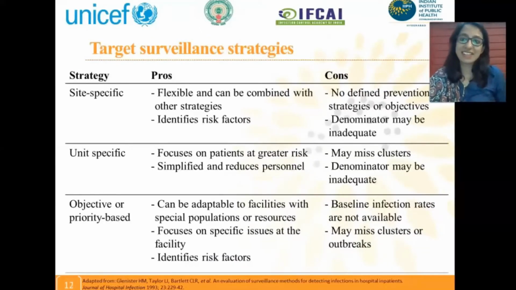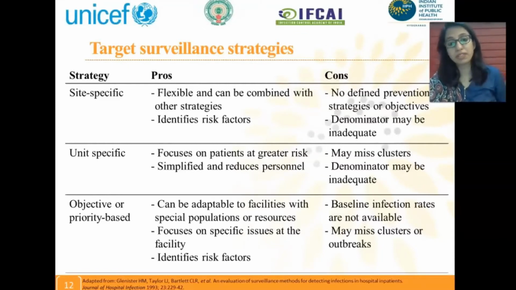Targeted surveillance, as I said, can be site specific, as in are you looking at infections of IV cannula sites or others. It can be unit specific, and you can prioritize which populations you want to look at. That is its pro, it's very flexible. But the limitations here are that you may not get an effective denominator. It will be difficult to define your strategies and objectives if you keep it very site specific.